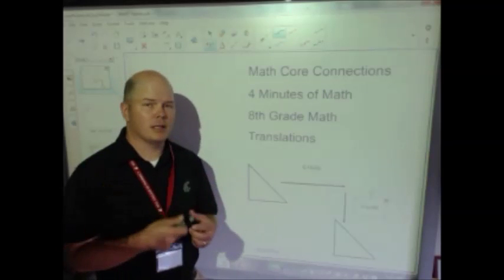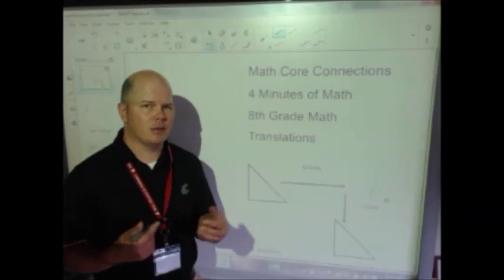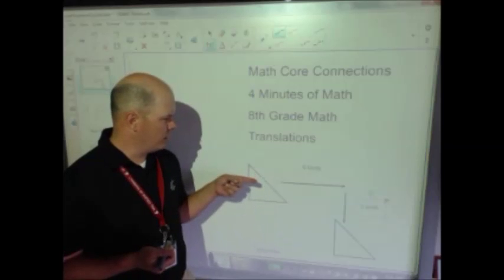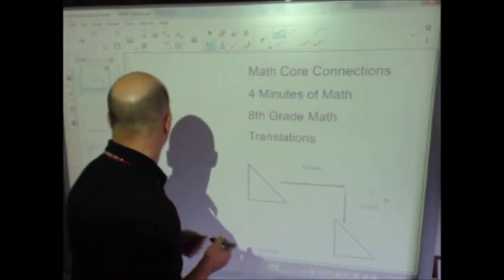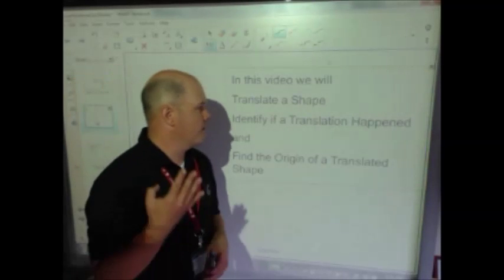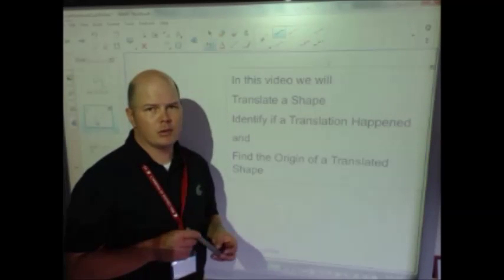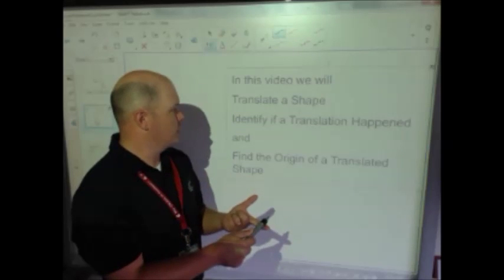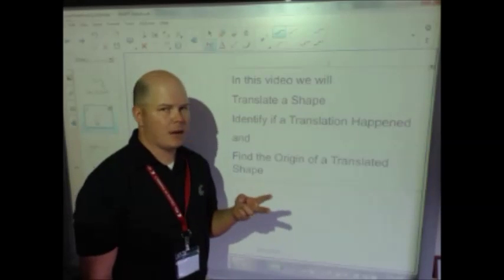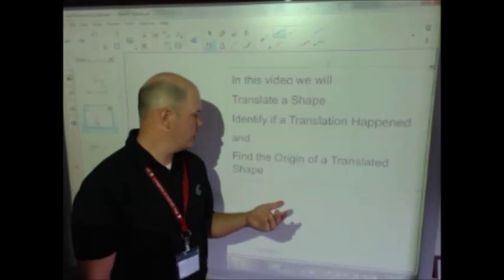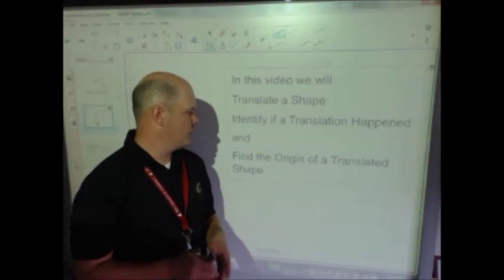This is regarding translations, which is an 8th grade math unit, and it's basically looking at how we transform a unit by shifting it across or down or diagonally on the graph. In this video, we're going to talk about the main things that happen with translations. We're going to look at how you translate a shape, so how you physically move it, how you identify a translation has happened, and how to find the origin of a translated shape.